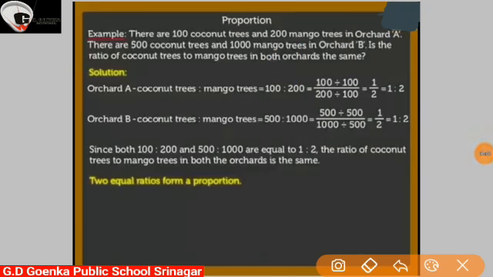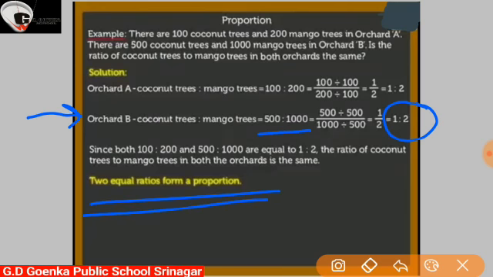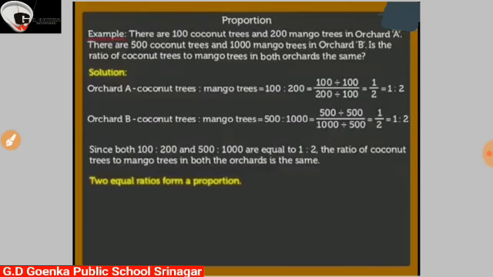Then after that, let us check for orchard B. We have coconut trees is to mango trees, 500 is to 1000. And when we simplify it, it is also equal to 1 by 2. In form of ratio, it is 1 is to 2. That means the two ratios are equal. Since both ratios are equal to 1 is to 2, the ratio of coconut trees to mango trees in both the orchards is the same, and the two ratios form a proportion.